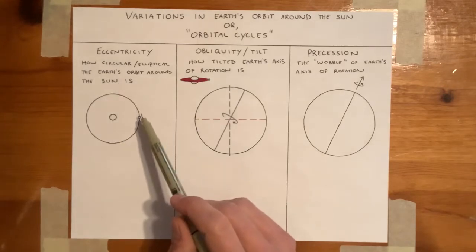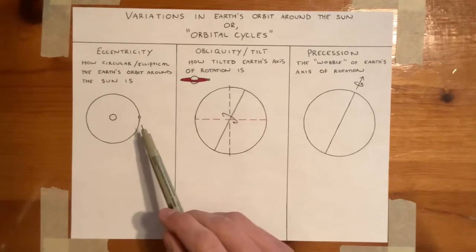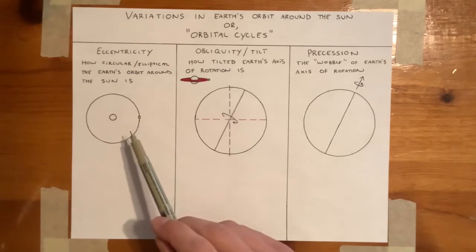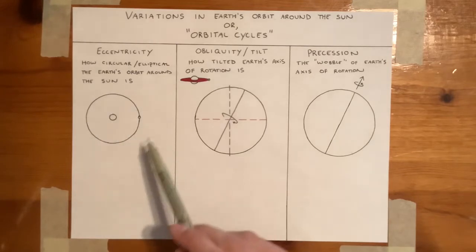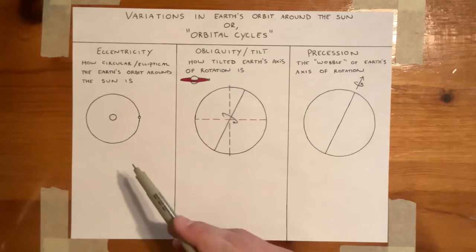Eccentricity changes the size of the difference, the magnitude of the difference between those 2 points in Earth's orbit, its perihelion and its aphelion. So it controls how circular or elliptical Earth's orbit is.